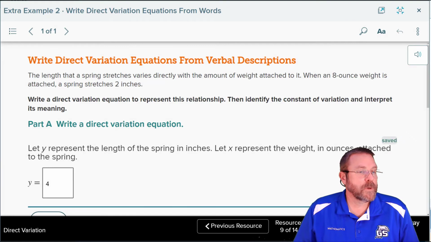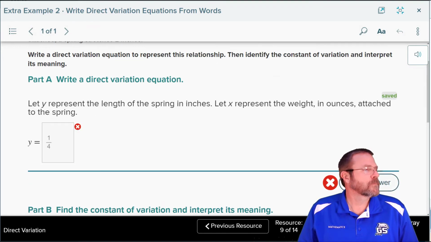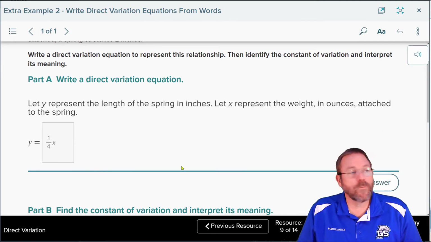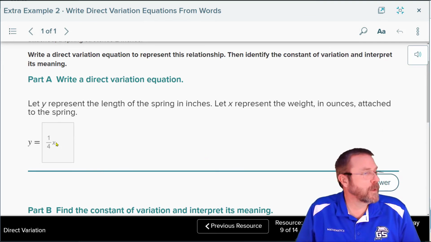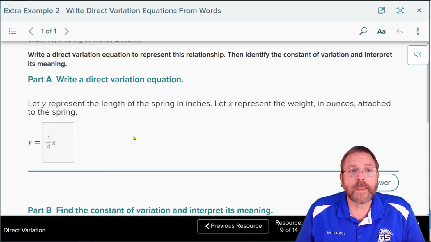We're going to hit accept and check, and I wonder if they wanted to do this the other way. I wonder if they wanted it to be listed as 1 over 4. Let's try that. 1 over 4, accept and check. Now I'm really confused. Oh, they did want 1 over 4. I didn't realize that they'd not put in the x there. Let's say they let y represent the length of the spring in inches. So, I definitely wouldn't have thought 1 over 4, 4 over 1. I guess that works too.